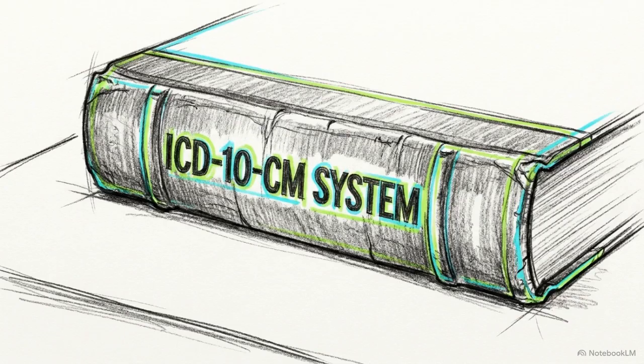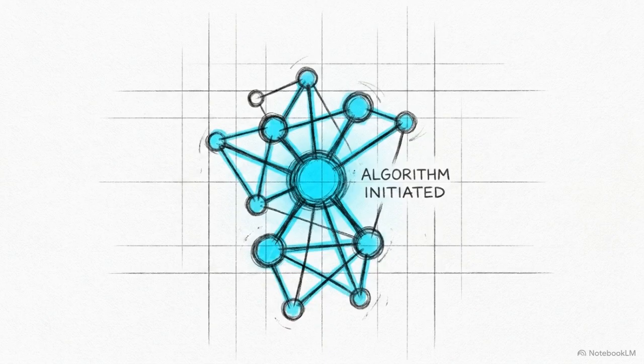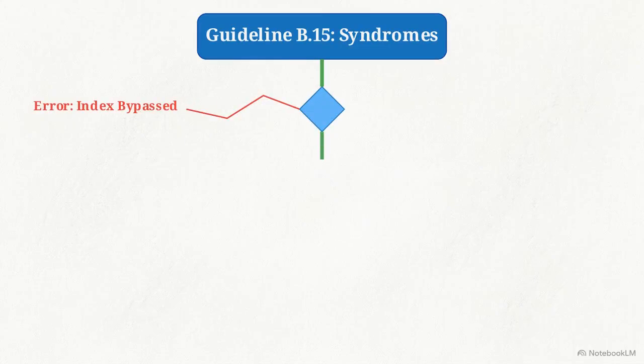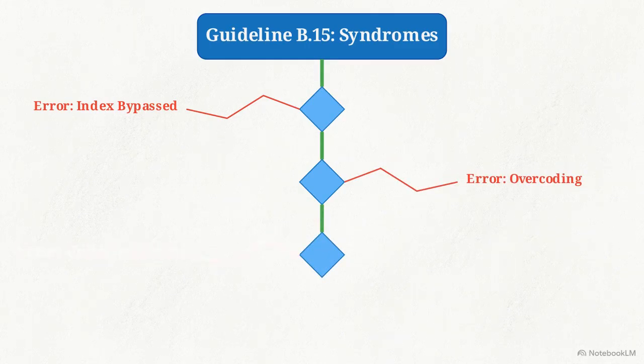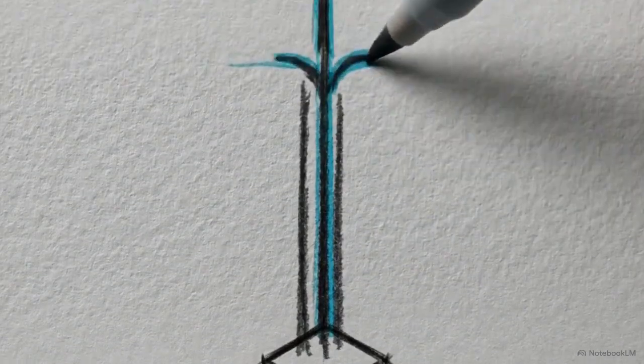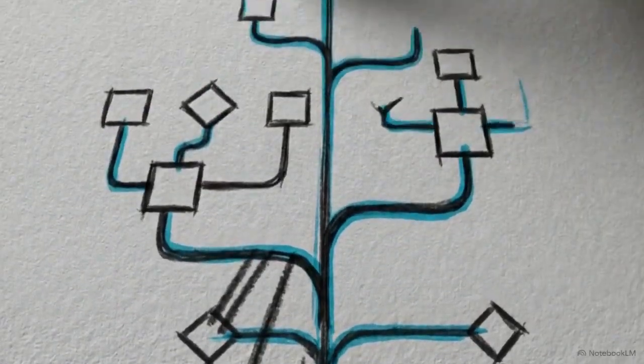Achieving coding accuracy in this scenario does not rely on clinical guessing. It requires a strict, standardized operational system. That system is ICD-10-CM guideline B.15. It acts as the database's dedicated routing protocol for handling these complex clinical clusters. Guideline B.15 establishes a specific logic pathway for the coder to follow. Following this specific pathway step by step is the only way to prevent systemic errors, like overcoding a chart or underreporting a critical condition. To understand how this works in practice, we are going to build and model this decision tree from the ground up.